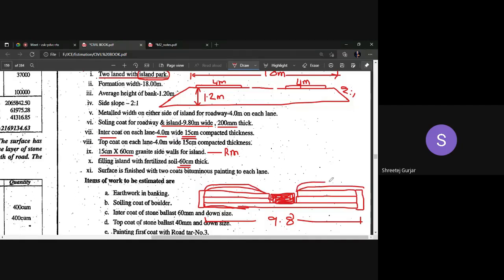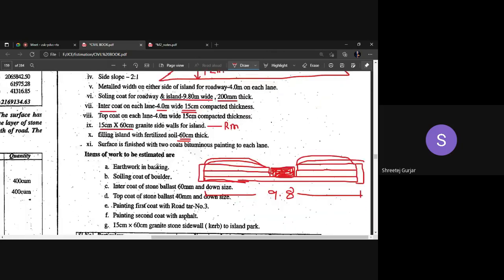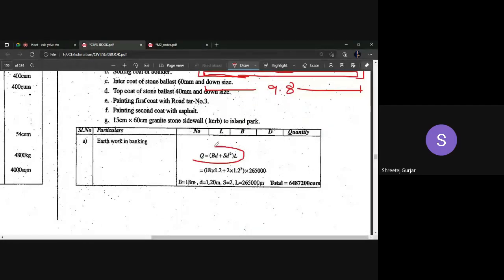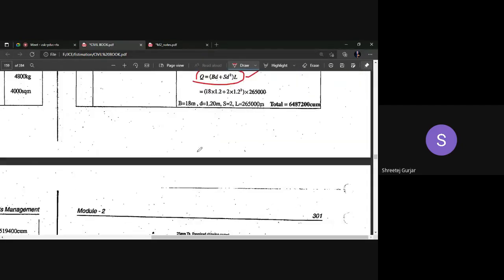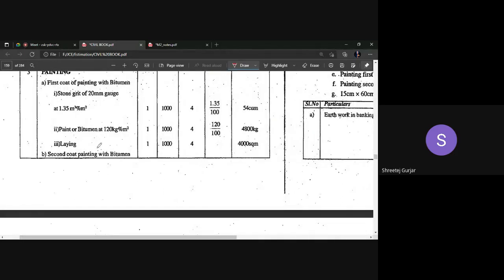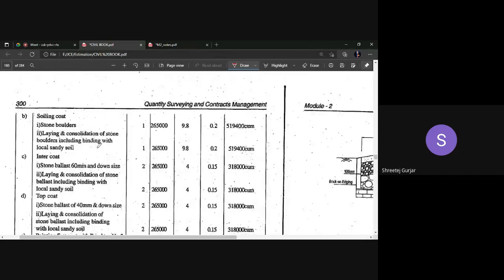So for painting, like we have done in your previous calculation, the same thing you can follow and you can calculate 2 layers of paint on the top of this. Similarly, you can calculate all of those. So quantity calculation is BD squared plus PD plus HD squared into L, for quantity. And then moving on to your other things, I'll give you an overview. You can practice later on in your notebook.